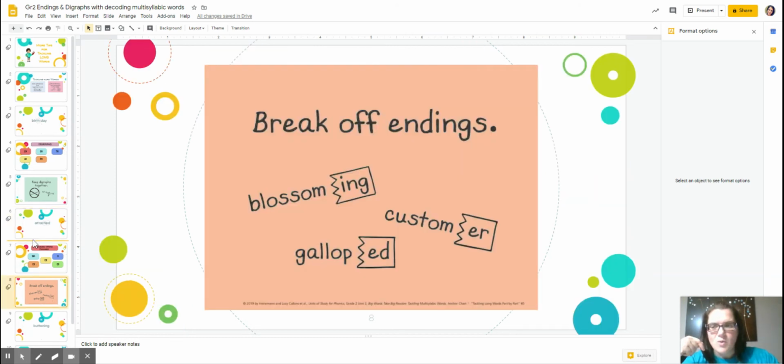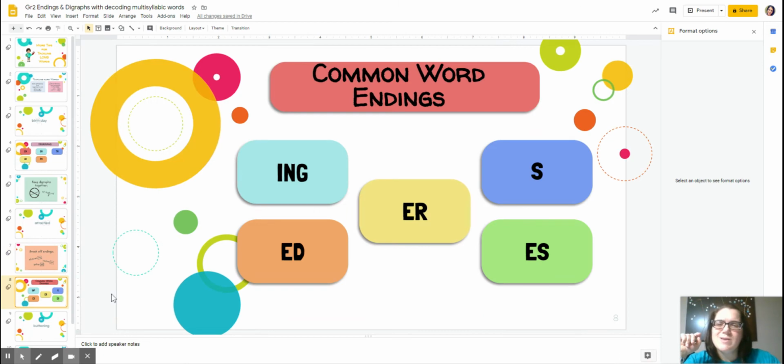Because when we're trying to figure out unknown words, it's important that we break off endings as well. So we keep our digraphs together and we break off endings. You are probably thinking, Mrs. Robinson, you are throwing way too much at me. This reading business is really tough, but I promise you, I am just trying to make it a little easier on you. So some of those endings, you know these by now, you're second graders: ing, ed, er, s, or es.